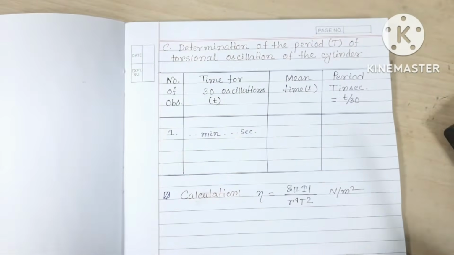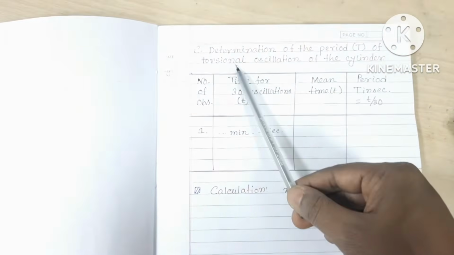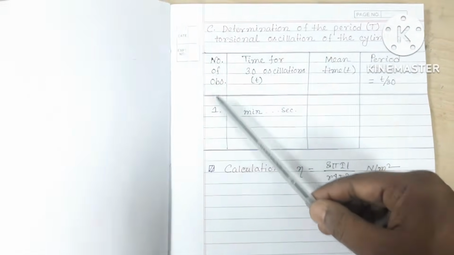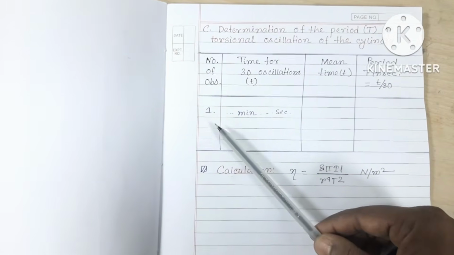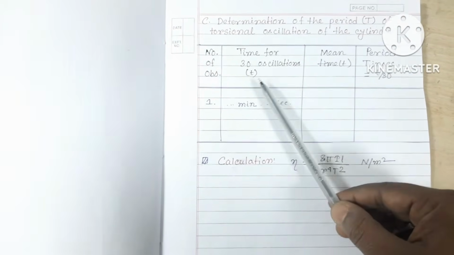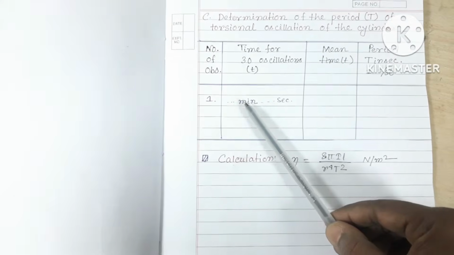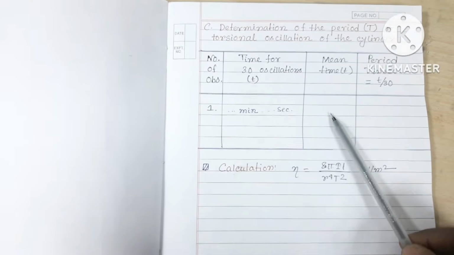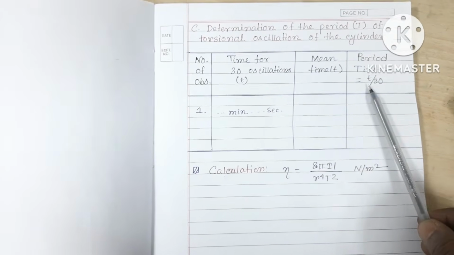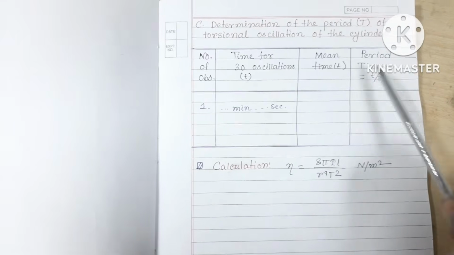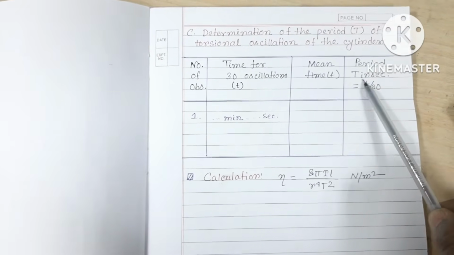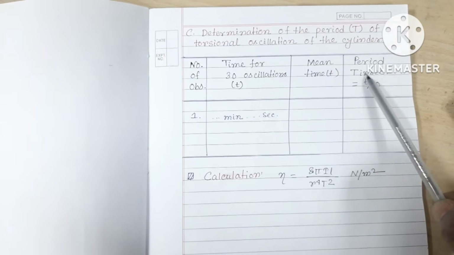So now let's go back to the table. You have to make this table, the determination of the time period of the torsional oscillation of the cylinder. Here, the number of observations: you have to repeat this experiment at least 3 to 4 times. For the time for 30 oscillations, from your stopwatch you find how many minutes and seconds are taken. Then you take the mean time for the 30 oscillations. If you divide this total time by 30, you will get the time for one oscillation, which is the time period capital T, okay?